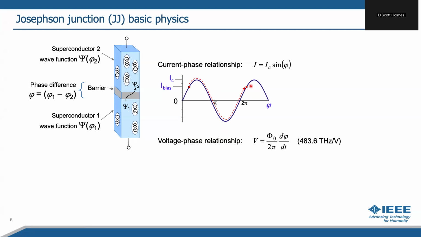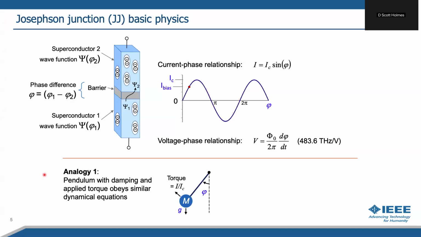Okay. And the voltage-phase relationship for this tells us how fast the phase changes with respect to time. It has this relationship that the voltage is equal to the flux quantum divided by 2 pi times d phi dt. And that turns out to be, if you rearrange it, 483 terahertz per volt. That's a lot. You get a lot of very high frequency out of these when they switch.